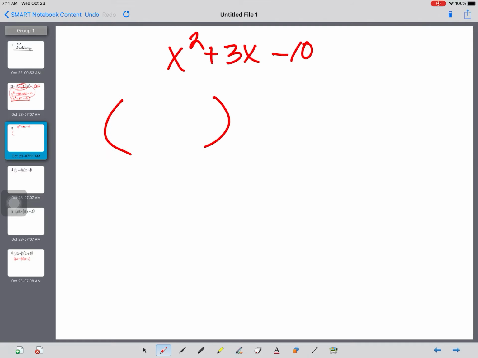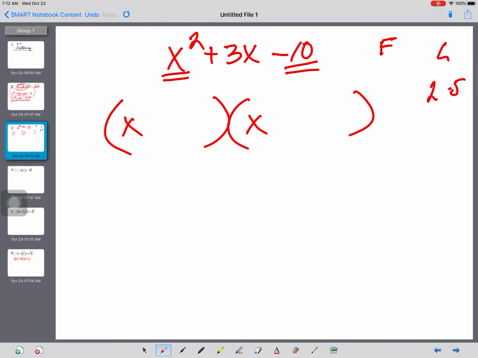So I always start with two empty binomials. Now I think about what would have multiplied together to give me the very first thing. Well, the only option to get x squared is going to be x times x. Now, pretending I don't know the answer, I then take a look at the L, the last one. What are the things that multiply together to give me 10? Well, the problem is there's more than one option. I could have 2 times 5, but I could also have 1 times 10.